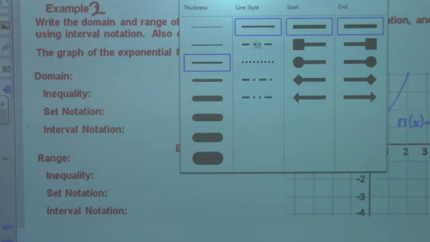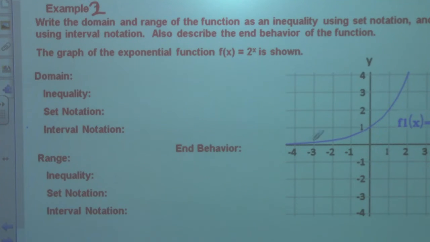Okay, same type of consideration. I want to do this pretty fast. This one right here, we have the function f of x equals 2 to the power of x. What is our domain in inequality notation? Okay. Wait, could that be negative infinity?